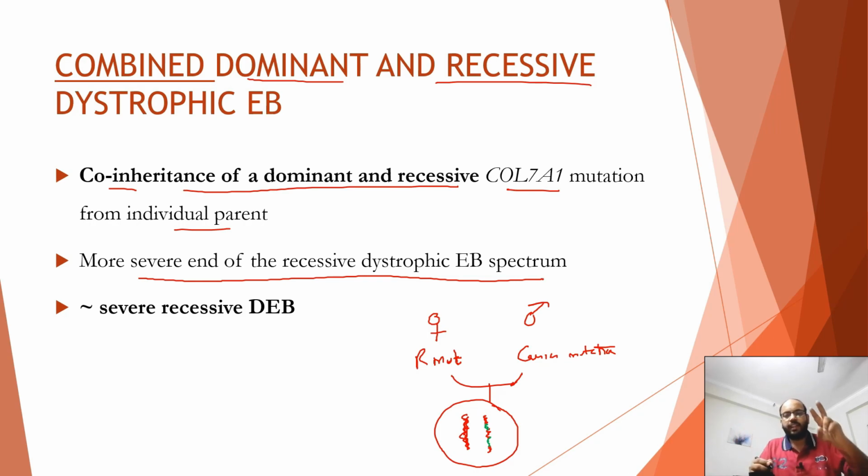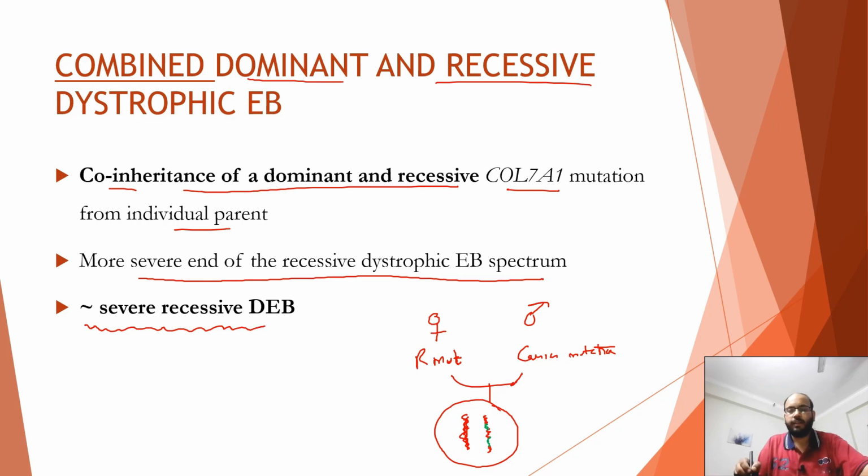Now see, every gene has two alleles, isn't it? In recessive dystrophic EB, both of them are bad. In the combined form, one is bad and the other one is just half bad, dominantly bad. But in the end, both of them are not working correctly. So that is why phenotypically the child will behave like a severe recessive dystrophic EB. So the features are the same or similar to severe recessive epidermolysis bullosa of the dystrophic type.